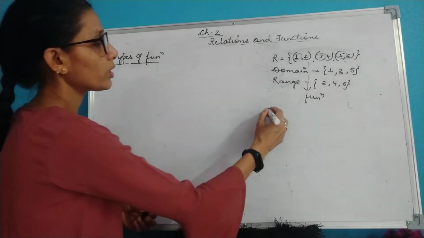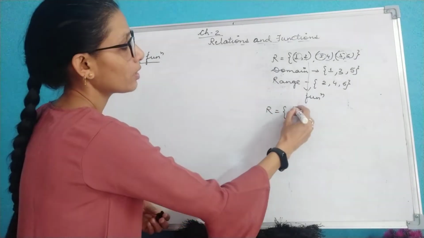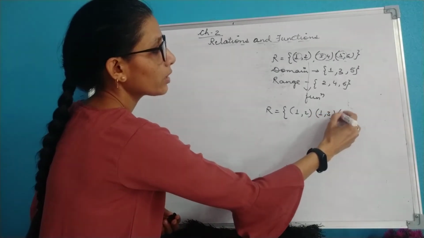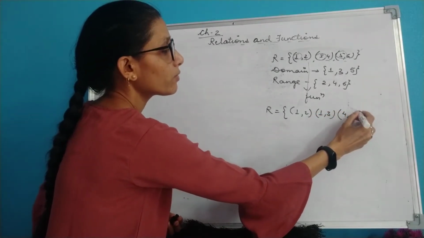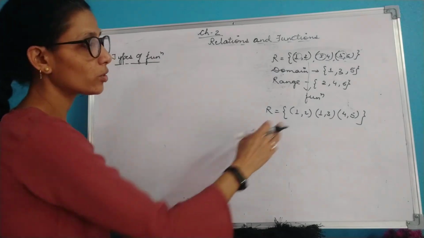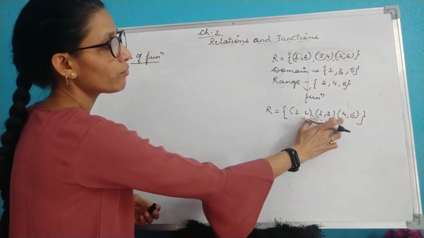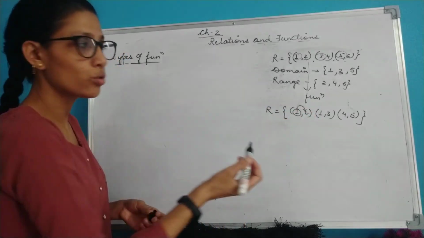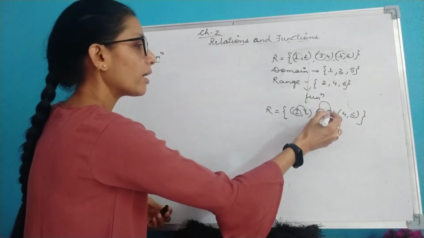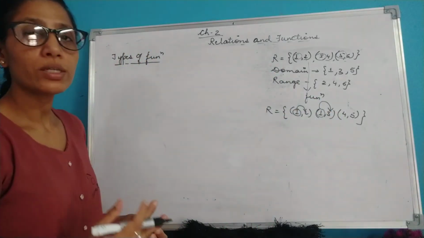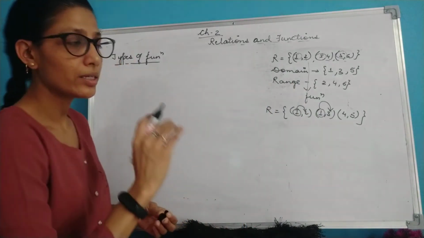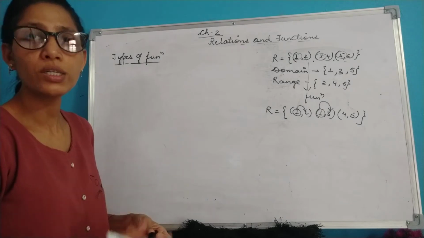Let's suppose another example, say (1, 2) and again (1, 3) and say (4, 5). So here you can see your domain is 1 and 4, but this 1 is having its image as 2 and 1 is having its image also as 3. That means this domain is not satisfying the uniqueness.